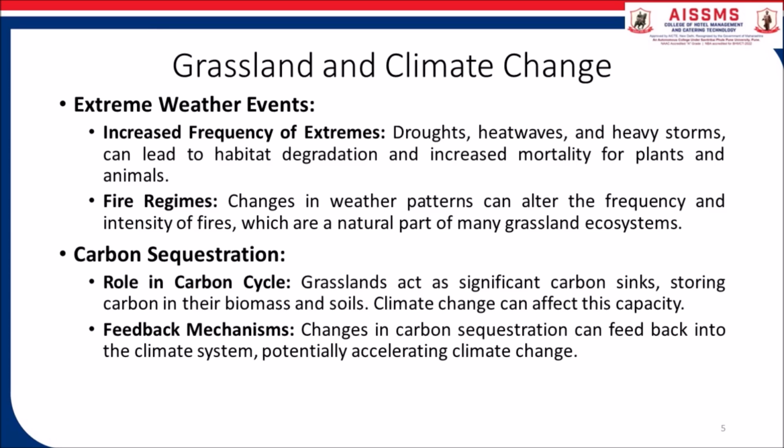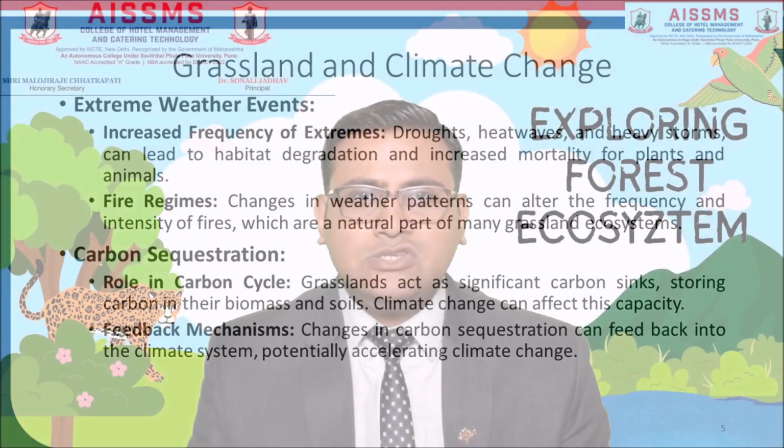Next will be carbon sequestration. The role of the carbon cycle. Grasslands act as significant carbon sinks, storing carbon in their biomass and soils. Climate change can affect their capacity by influencing plant productivity and organic matter decomposition rates as well. The feedback mechanism also changes carbon sequestration, and the climate system, potentially accelerating climate change as well.